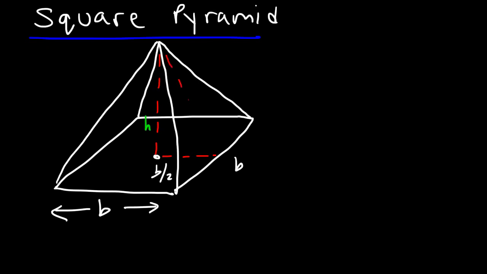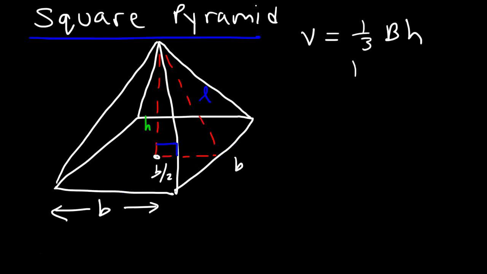And then this part is the slant height, which we can call L. And this is the right triangle. Now the volume of a square-based pyramid is going to be 1/3 times the area of the base times the height of the pyramid. Now the base is a square, and the area of a square is length times width, or B times B, which is B squared.